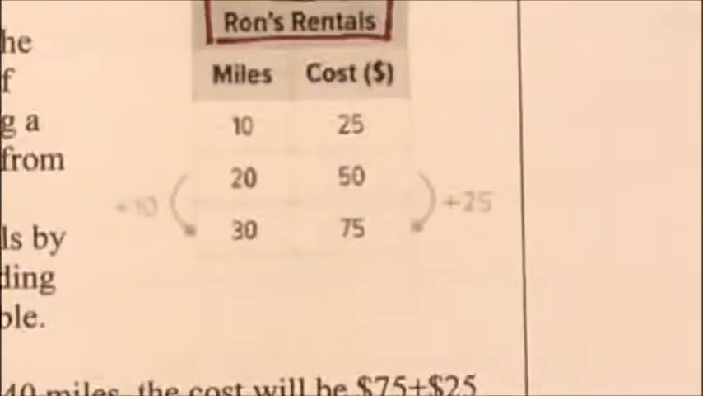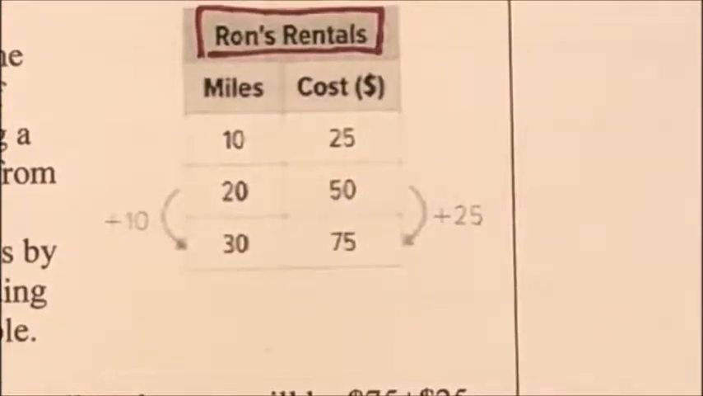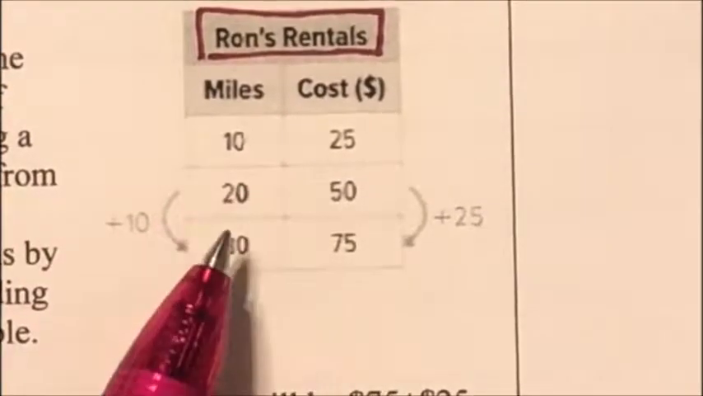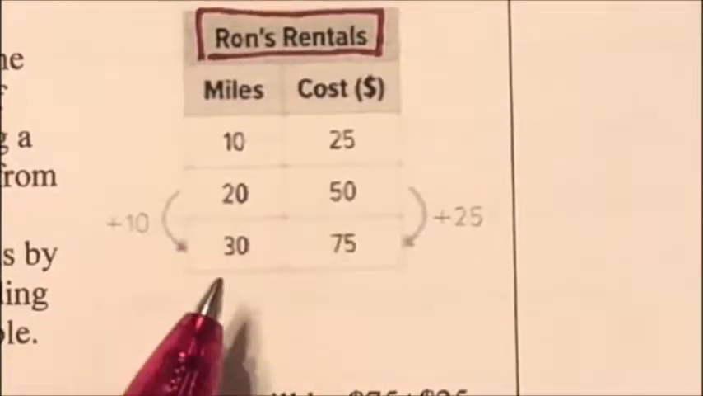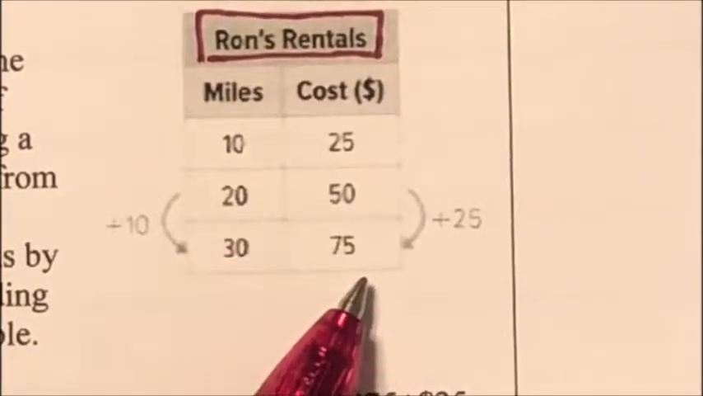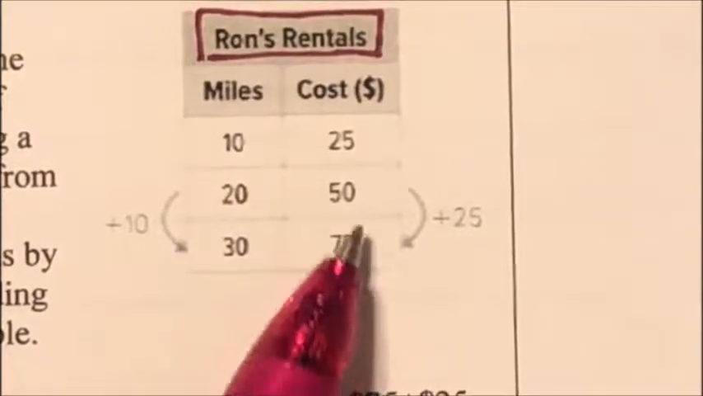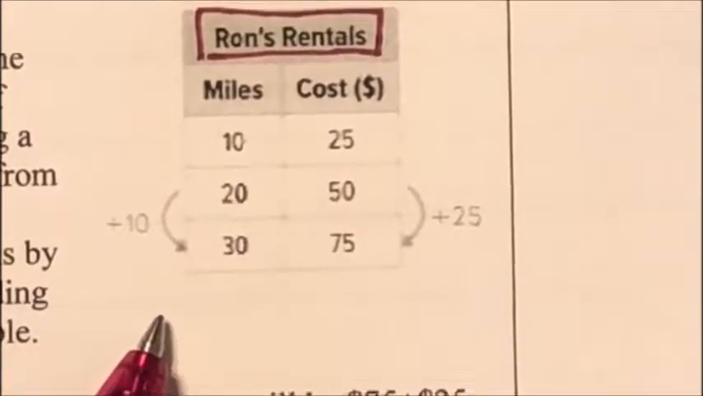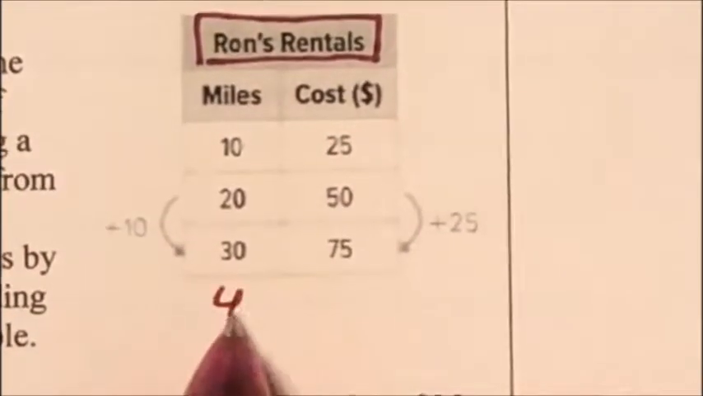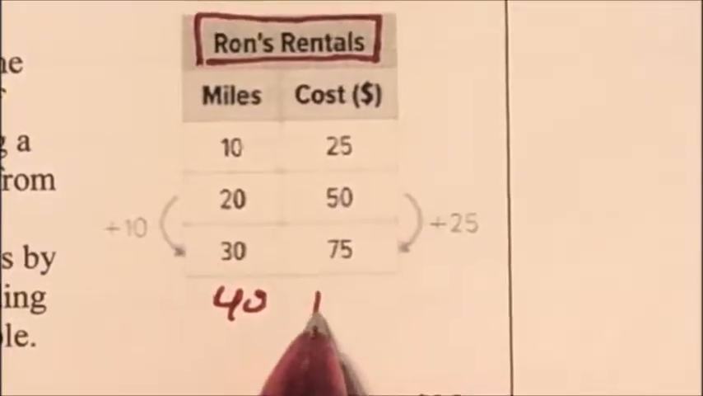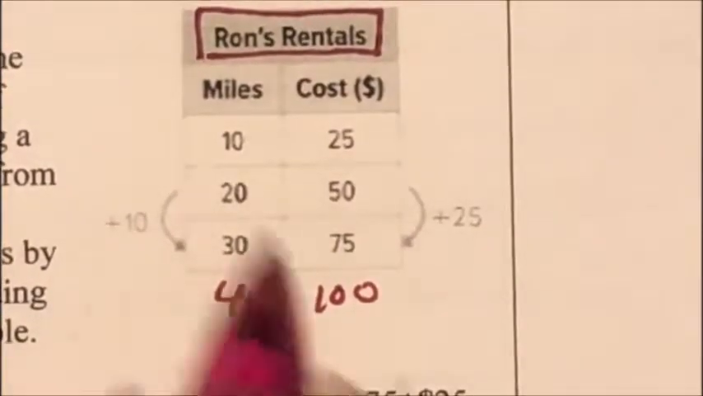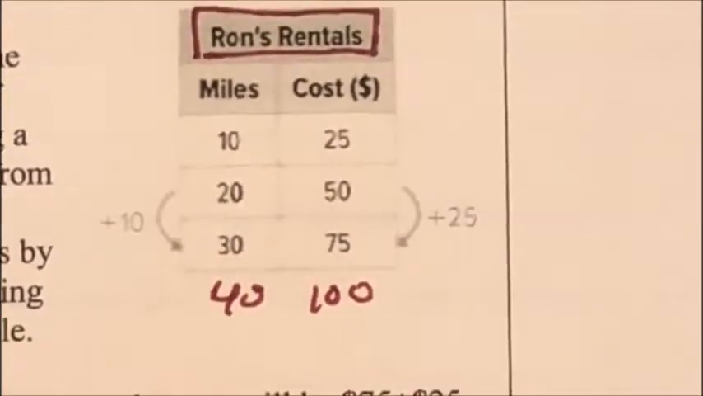Because if I just extend the table here, right? So here's my table. At 10 miles, it's 25. At 20 miles, it's 50. At 30 miles, it's 75. So each time I'm going up, here I'm going up by 25, here I'm going up by 10. So at 40 miles, I'm going to add 25, so I would get 100. Okay, so that's where I get this from.